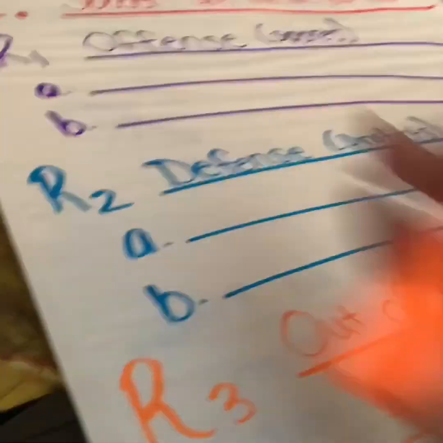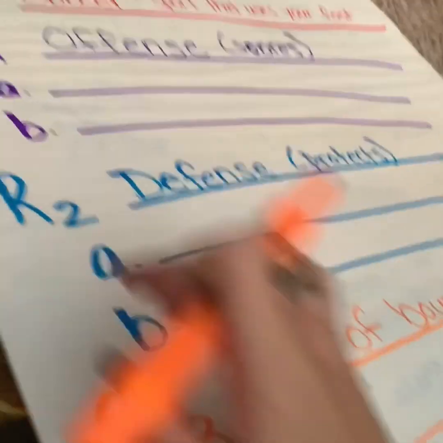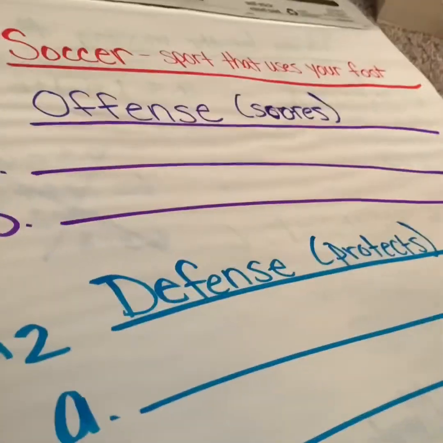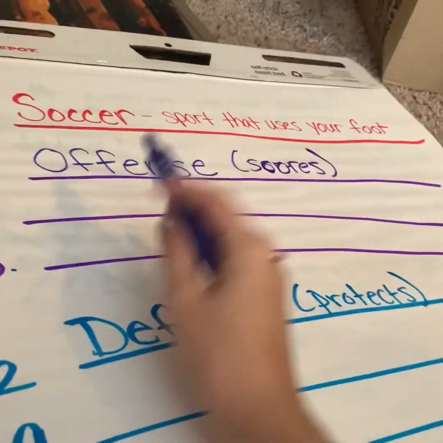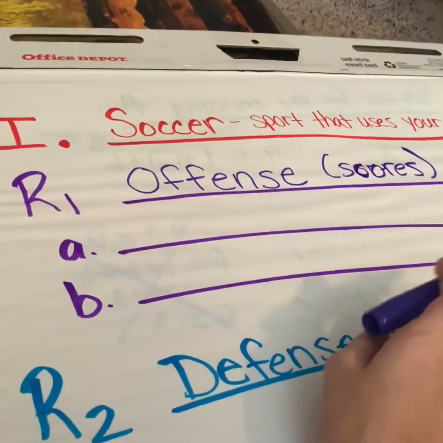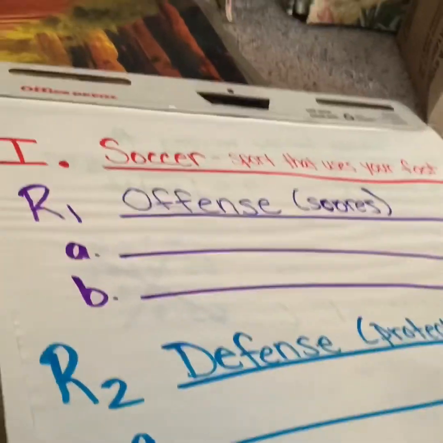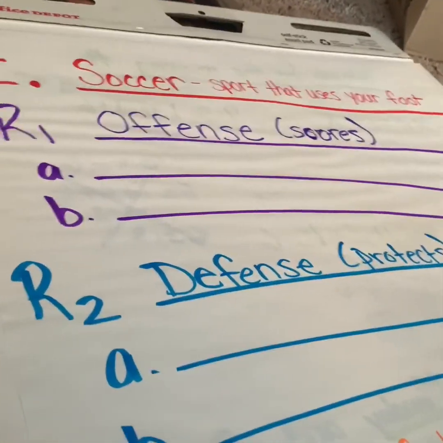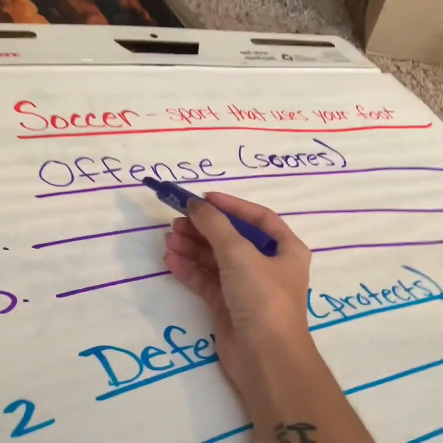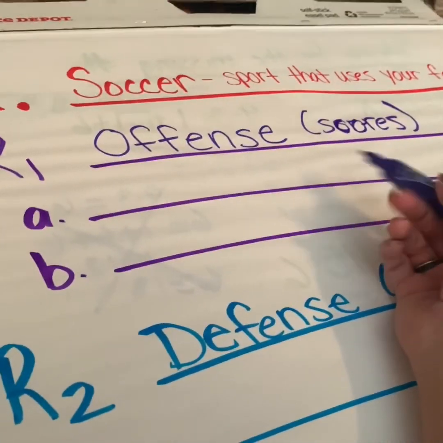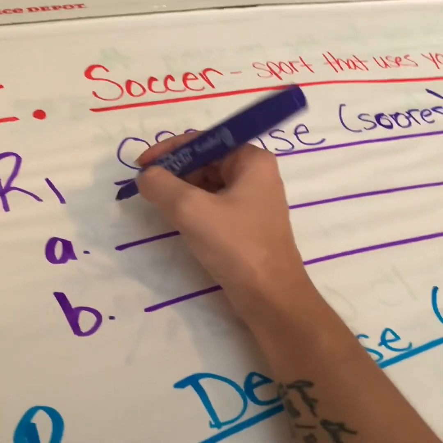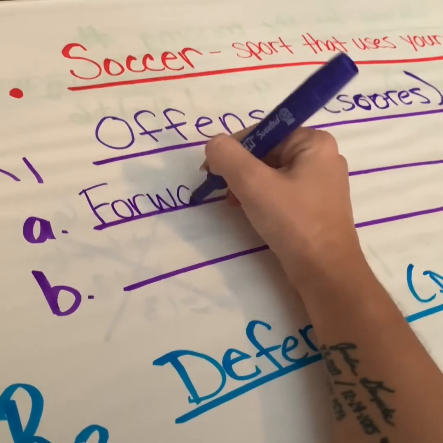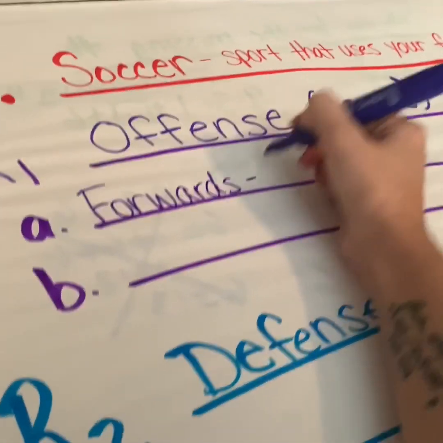Okay, so let's break down these 3 reasons, R1, R2, and R3, into more supporting details, starting with offense. Notice, I'm not using complete sentences because this is just my brainstorming. This is my IRC guideline that I'll use to write out my complete sentences for my paragraph. So the offense, I already told you that they score. So offensive players are forwards, and they are close to the goal.